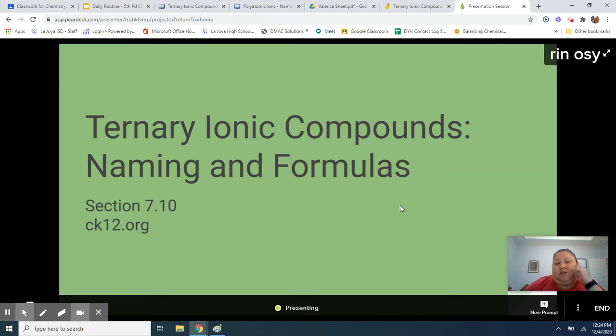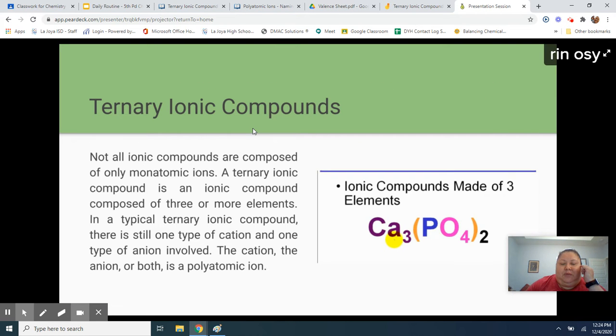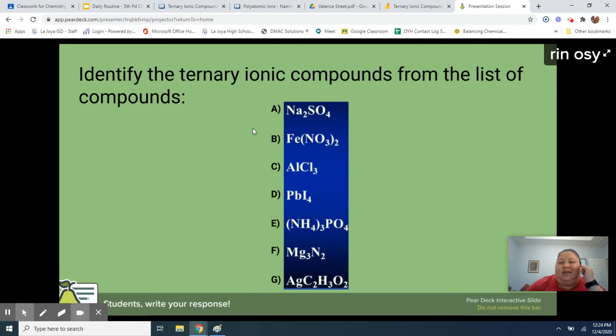Yesterday we started talking about ternary ionic compounds. Today we're going to finish that lecture. Okay. And remember, everything you see here is exactly what's on your packet. We talked about pizzas. We talked about ternary ionic compounds. And one of the first questions that you had in Pear Deck yesterday was identifying ternary ionic compounds.